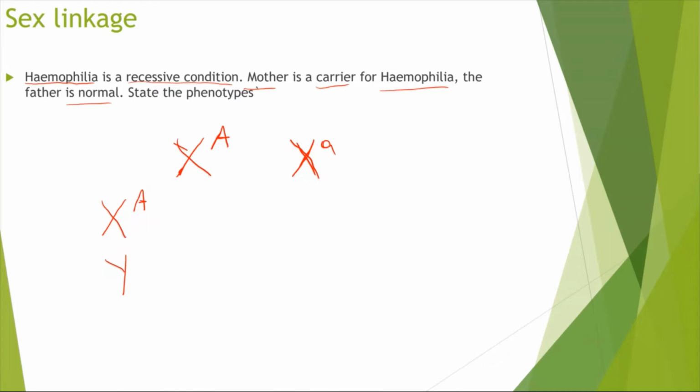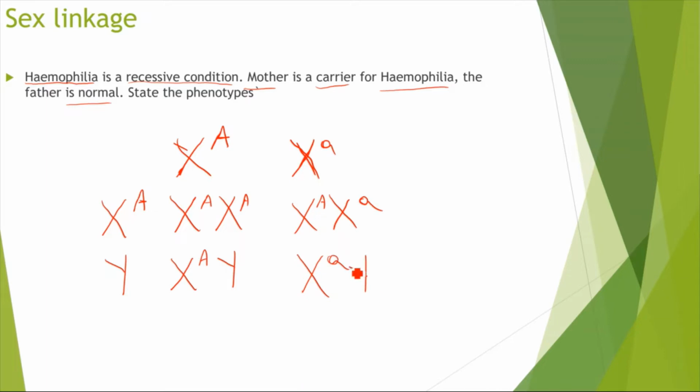So if I was to cross them, that would be X with a capital A, X with a capital A, and X capital A again, and X with a lowercase a. Then I would have X capital A, then Y, X lowercase a, and Y. So it's asked me for the phenotypes. So in this case, to look at the females now.